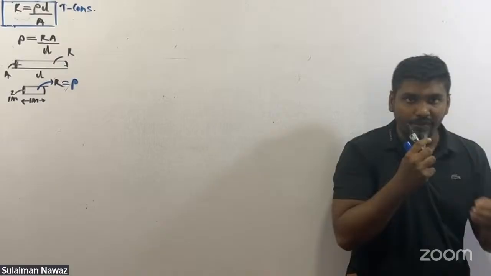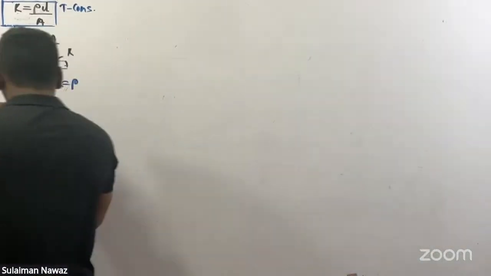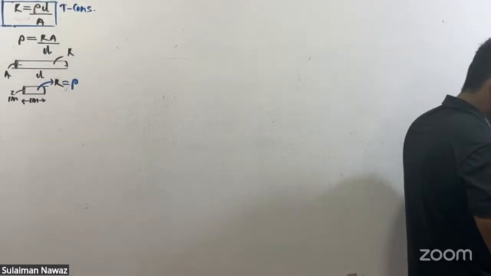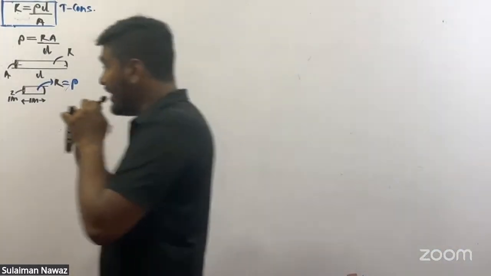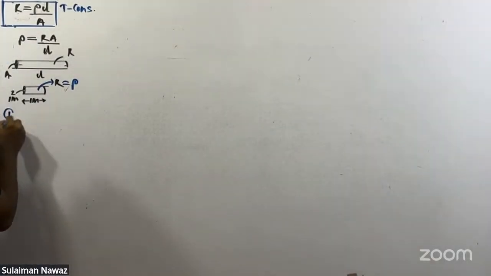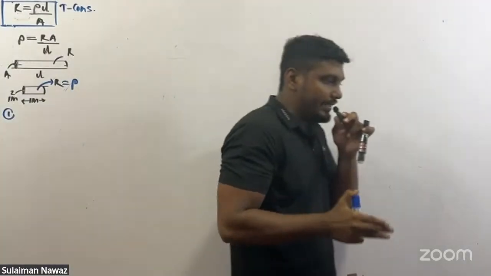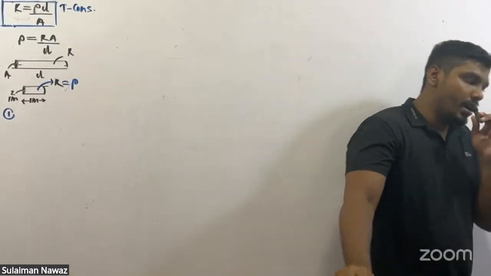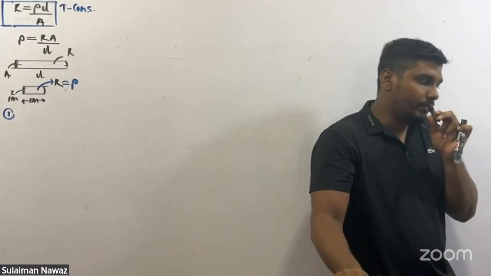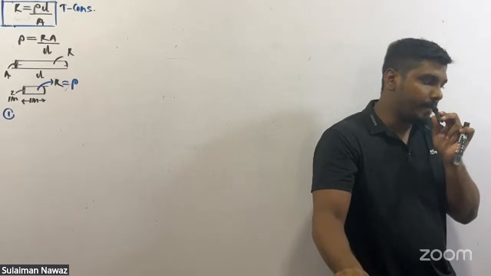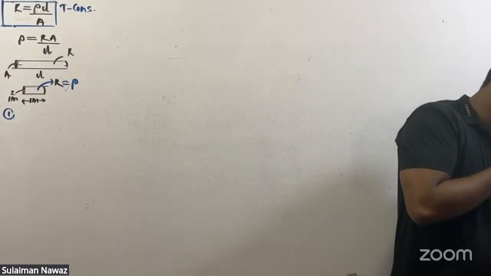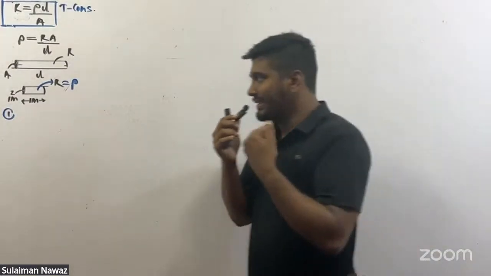Right, so we'll do some questions. Question number one, write down. A wire of circular cross-sectional area is to be made by 1 gram of copper. Its resistance is 0.5 ohms.